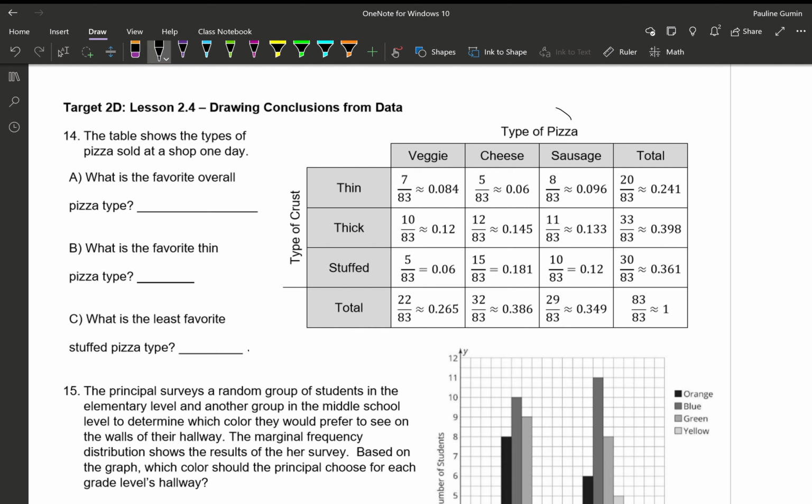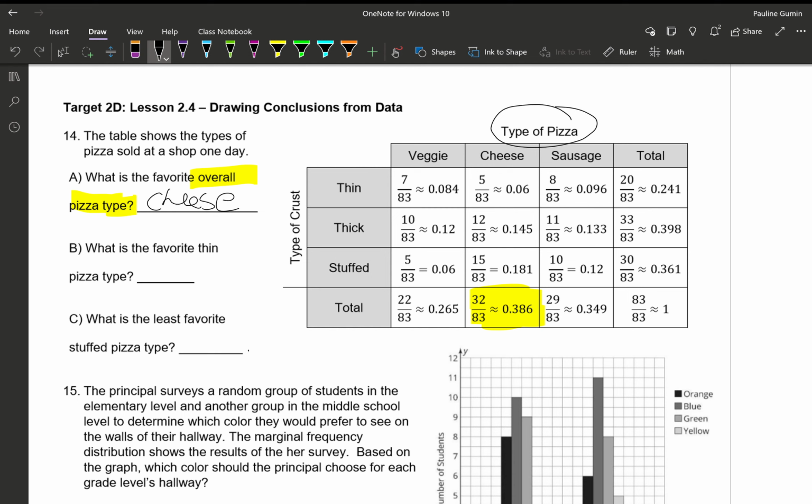So pizza type is our columns. So let's see which one had the most votes. Well, it looks like cheese had the most votes, favorite overall pizza type. Cheese.